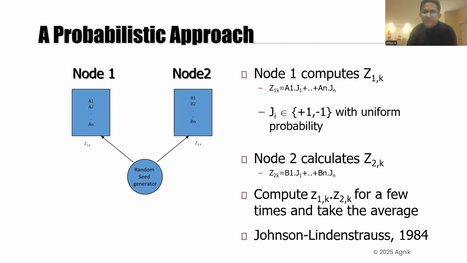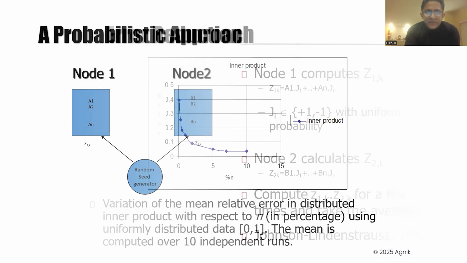So you compute that product and repeat the same thing a few times, take an average of this scalar product, and that will be an estimate of the inner product. So this is fundamentally based on the Johnson-Lindenstrauss theorem, and it basically exploits the fact that large random vectors are almost orthogonal to each other, almost, on average. So that's an example of a sketch-based technique.